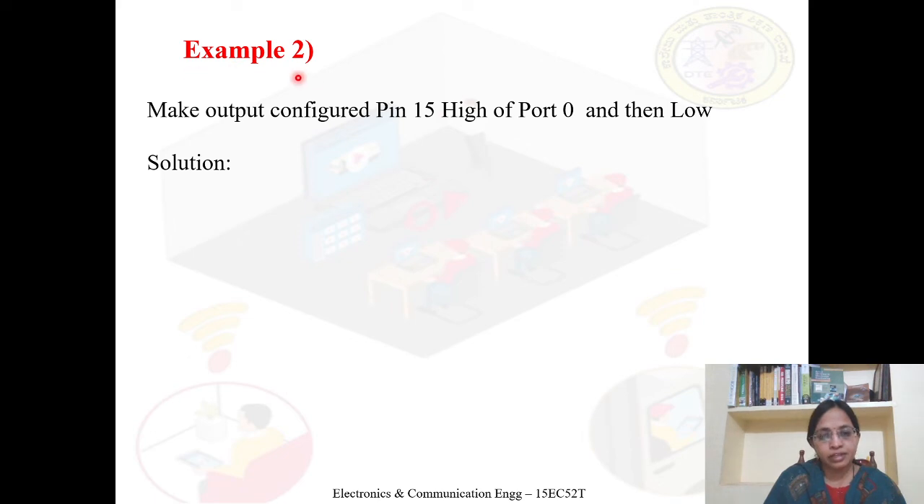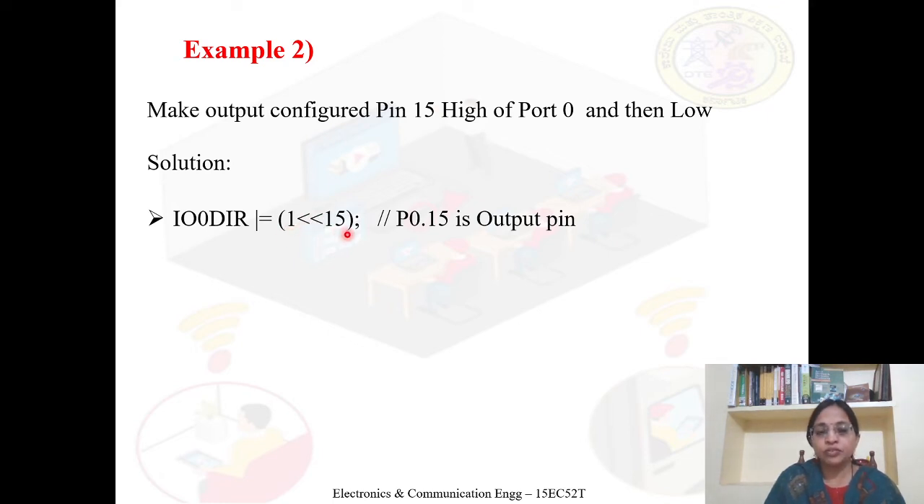Now let us consider the second example. In the second example, configure pin 15 of port 0 as output, make it high and then low. So in this example, we first have to make the 15th pin high, and next we have to make it low. What should we write? The first thing we should do is make this 15th pin an output pin. Since it belongs to port 0, we write 0 here, and we use the left shift operator. Here 1 is left shifted by 15 places. This line will make the 15th pin of port 0 an output pin.